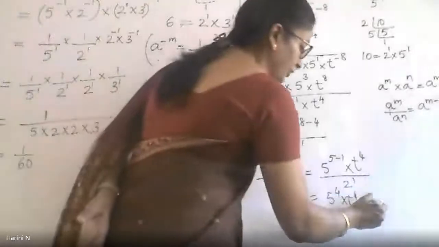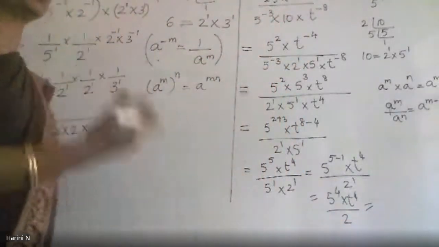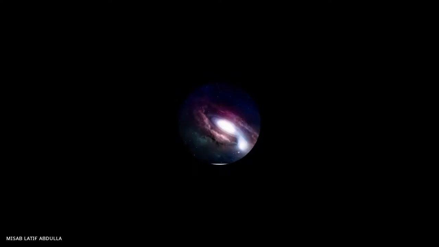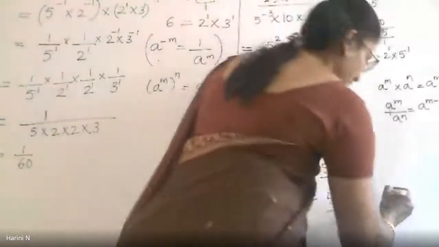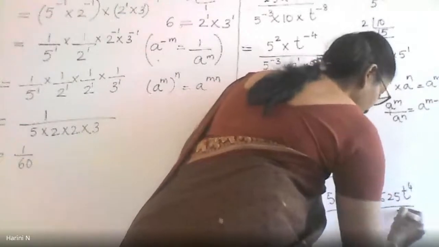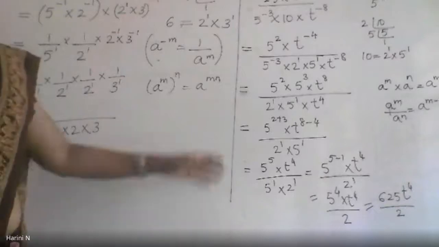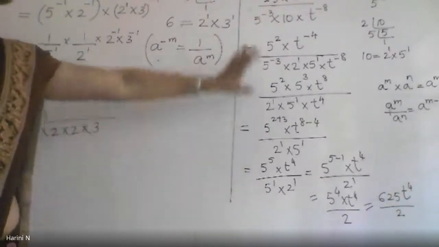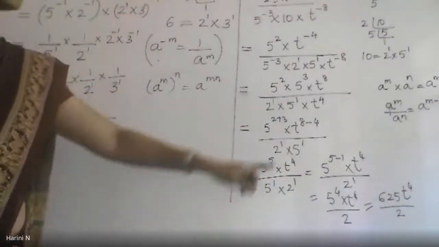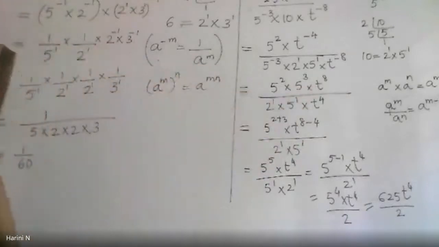Then finally you have to give the answer, means you have to multiply 5 four times. 5 into 5 into 5 into 5. What will you get? 625. Yes, 625 t to the power 4 divided by 2. This is your final answer. Okay, so you have removed all the exponents using the various laws, and finally you got the simplified answer as 625 t to the power 4 divided by 2 in the denominator.